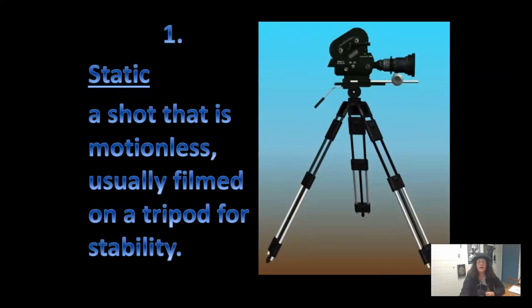So first up, we've got static. This is the majority of shots you are going to see. You put a camera on a tripod and you get the shot. It's stable, it doesn't move. That's because that's the way we see the world. Most of our shots are going to be static. You want to be sparing with actual camera movement because you don't want to overdo it, okay?